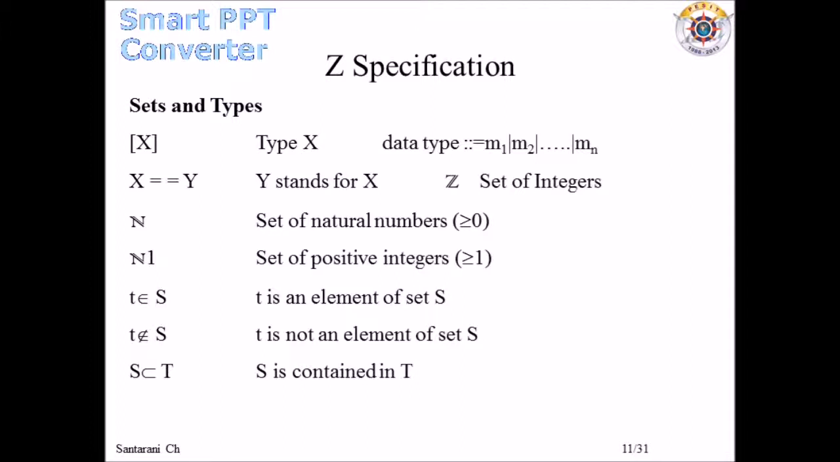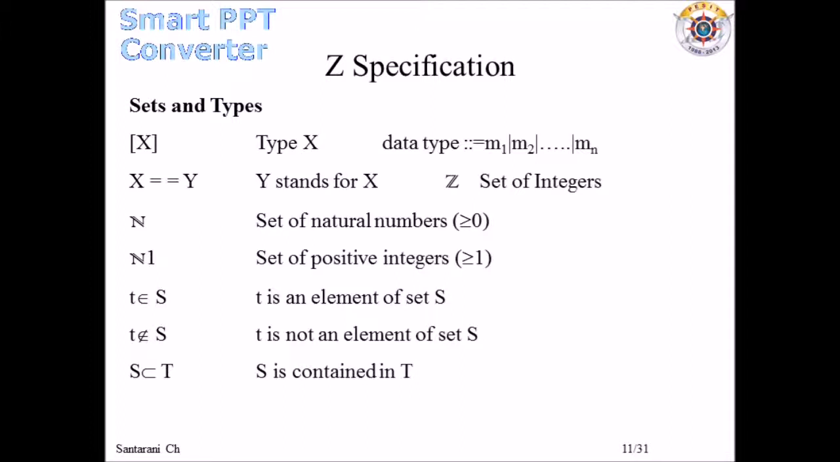X in a square bracket means the type of X. It simply implies what is the data type of X. X equals Y stands for Y defining X. Z is the set of integers, N is the set of natural numbers, similar to the usual mathematical notation. And N1 implies the set of positive integers.